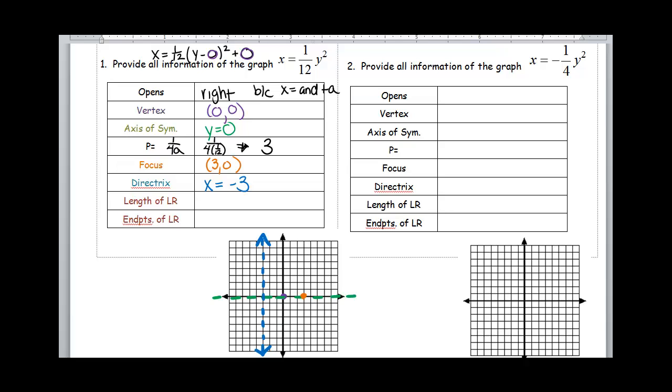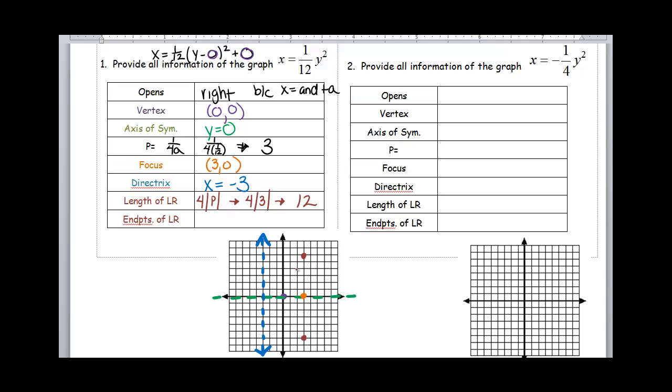Next, I need to find the length of my LR. To do that, remember I'm going to take 4 times the absolute value of p. And so here, that's going to be 4 times the absolute value of 3, which is 12. Now remember, that's 12 units from endpoint to endpoint. So when I'm at my focus, I actually only want to go 6 units up and 6 units down, for a total between my 2 red dots of 12.